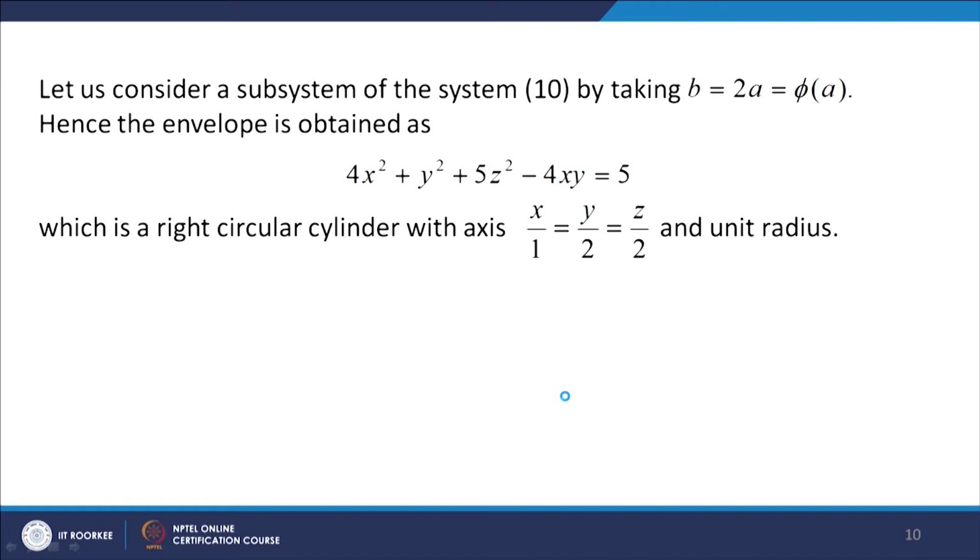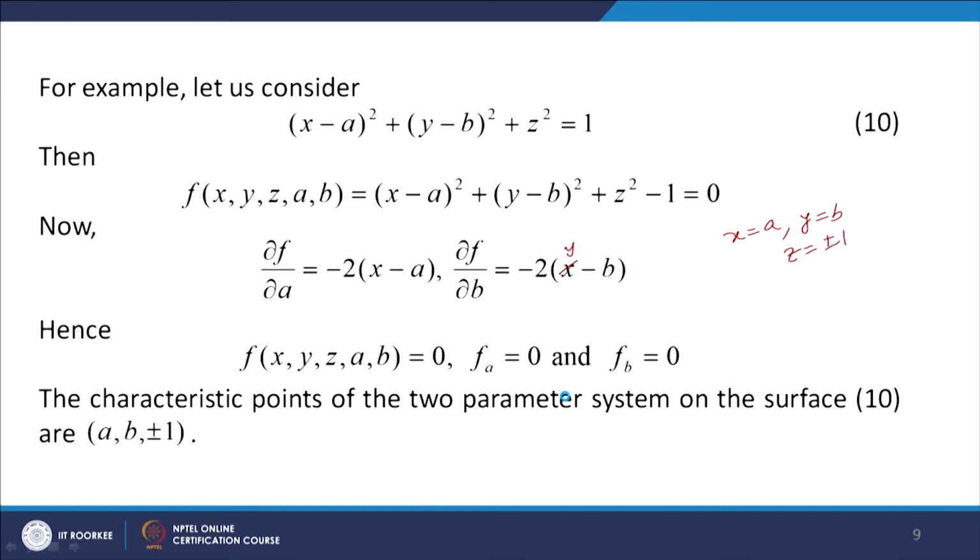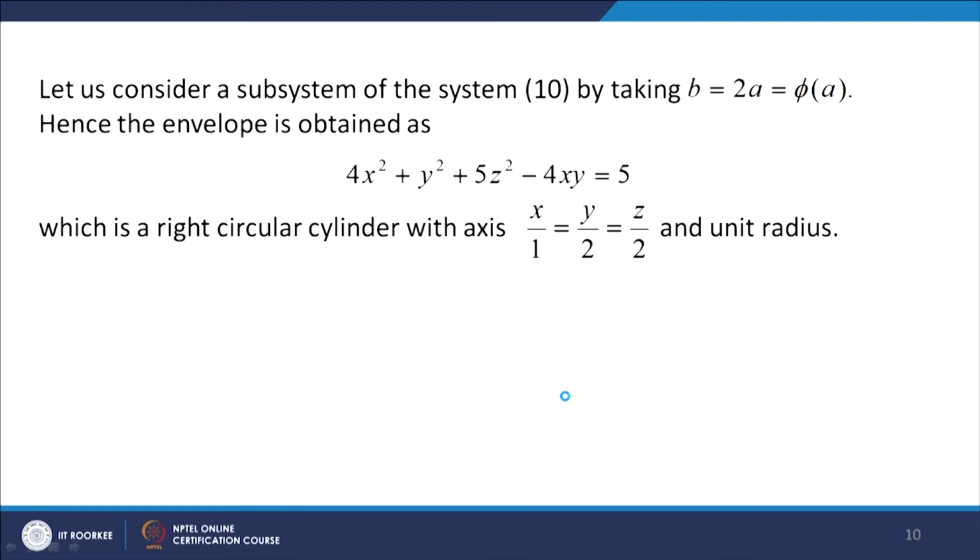So, let us see, we have (x minus a) whole square plus (y minus b) whole square plus z square equal to 1, and we take b equal to a prescribed function of a, say b equal to 2a. Since b is equal to 2a, we get (x minus a) whole square plus (y minus 2a) whole square plus z square equal to 1. This is a one parameter subsystem.